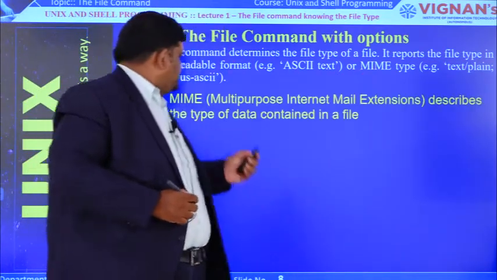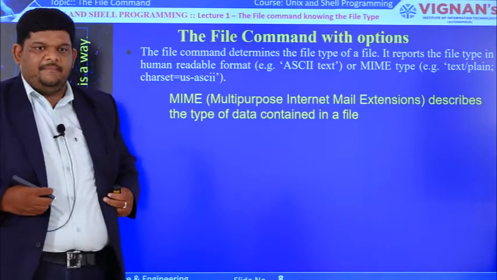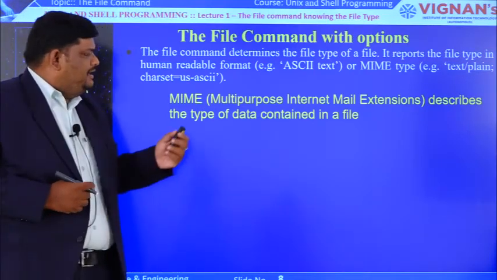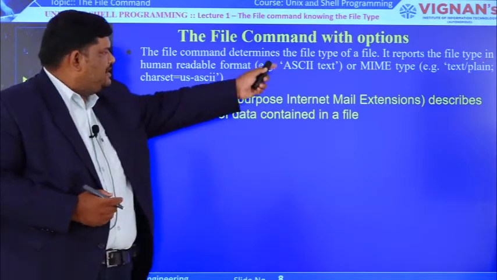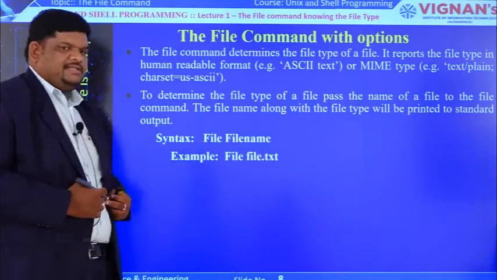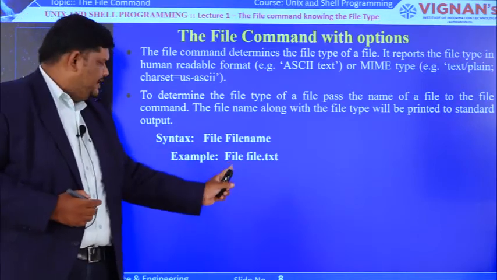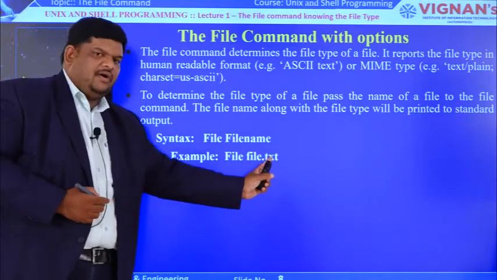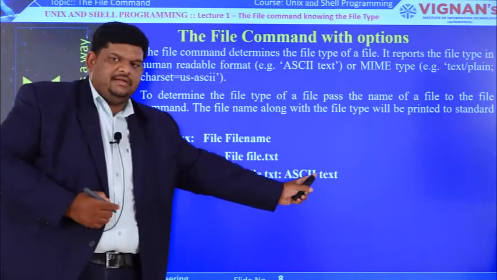It gives the result either in the form of ASCII text or in the form of MIME type. MIME is nothing but Multipurpose Internet Mail Extensions. That means it is an internet standard format. If you want the internet standard format, it will give the MIME format, or else it will give ASCII format. Now let us see. The syntax is file space file name, for example, file space file.txt. The output is like this. It is an ASCII text.